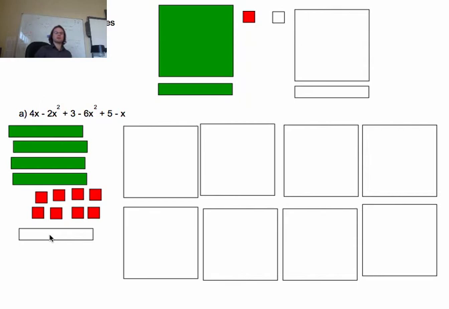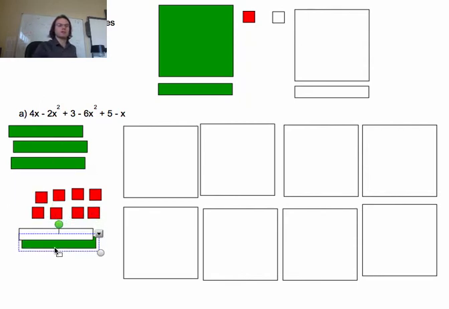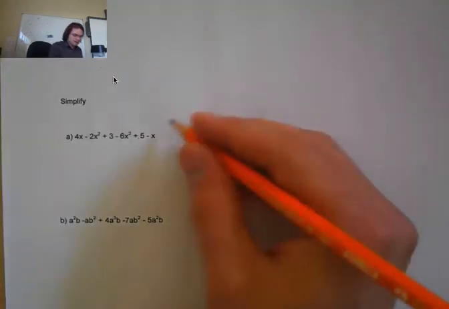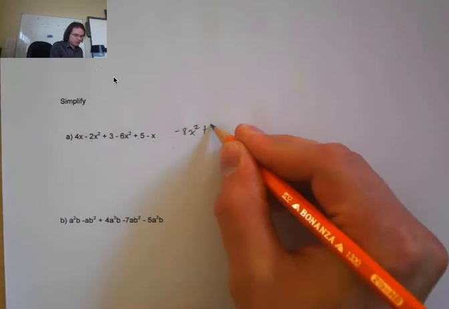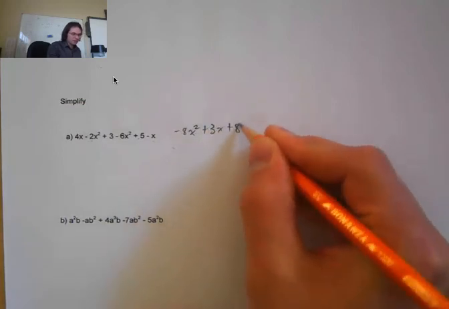Now if I look at this, I can start simplifying. I could cancel off, these x's will cancel each other off, right? A negative and a positive cancels each other off. So now what am I left with? I'm left with negative 8x squared, and 3 plus 3x plus 8. Okay? So let's take a look at that back here. So my answer was negative 8x squared plus 3x plus 8.